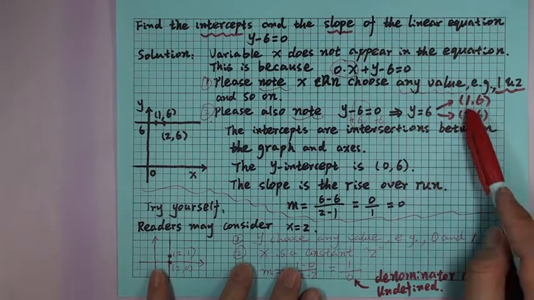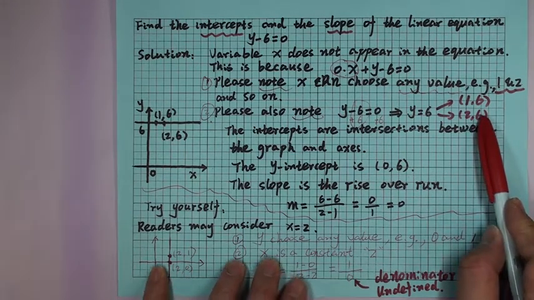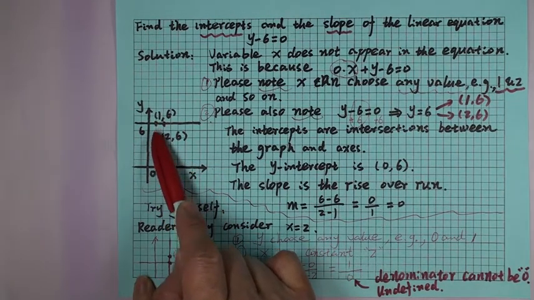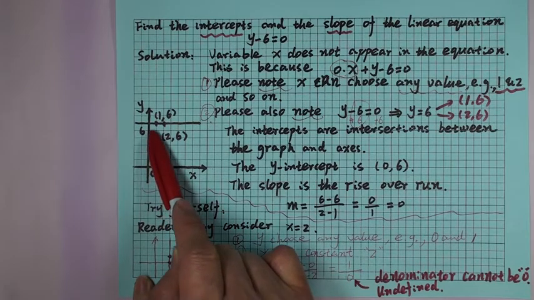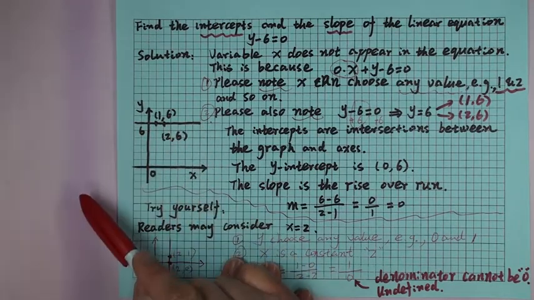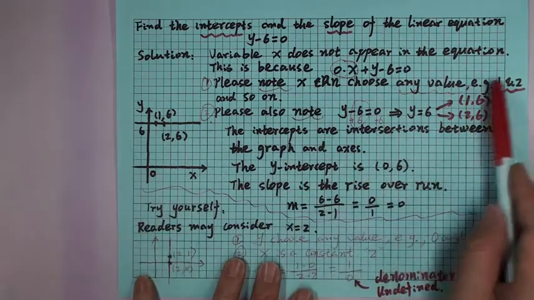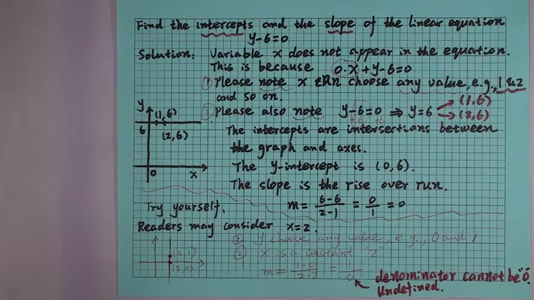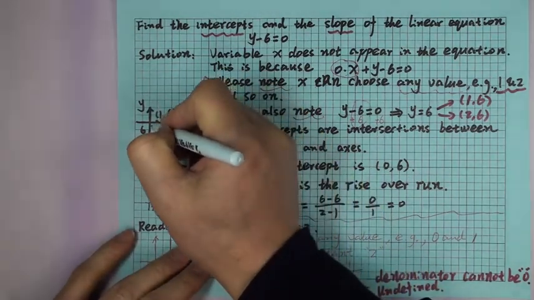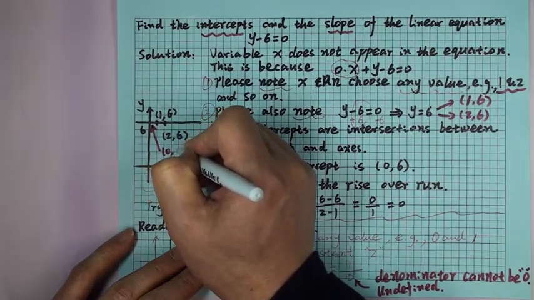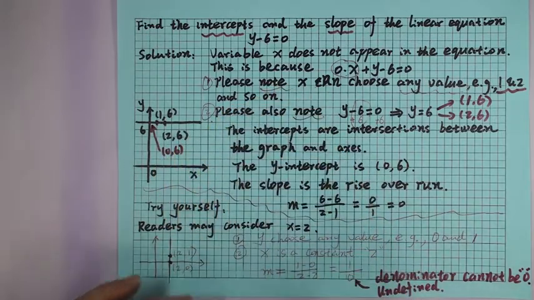We know if you have 2 points, you can draw a line. Here is the x-axis. 1, 6 is here, 6 units up: 1, 2, 3, 4, 5, 6. And 2, 6 is here. If you have 2 points, you can draw a line. I said also x can be 0, it can be negative 1. So basically, you may put 0, 6 here. Okay?